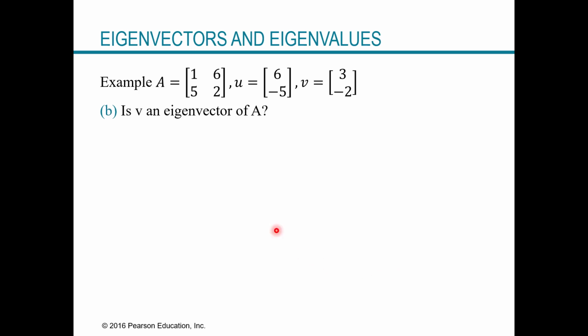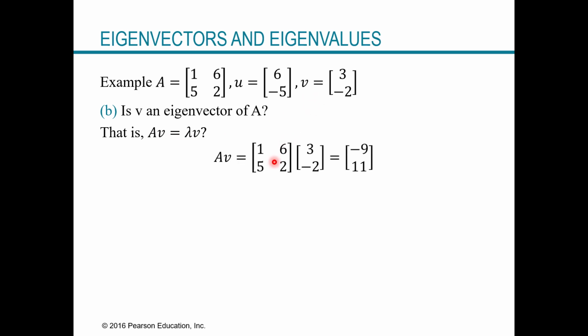Okay, let's see the same process, but now for vector v. Is v an eigenvector of A? We know that's just asking us, if I multiply v by A, is it a multiple of v? Same process: we multiply our matrix A times our vector v. We end up getting negative 9, 11. We want to know, is that a multiple of the original vector v?